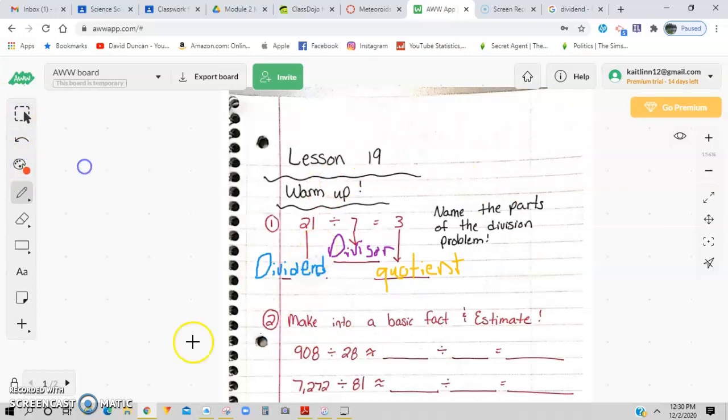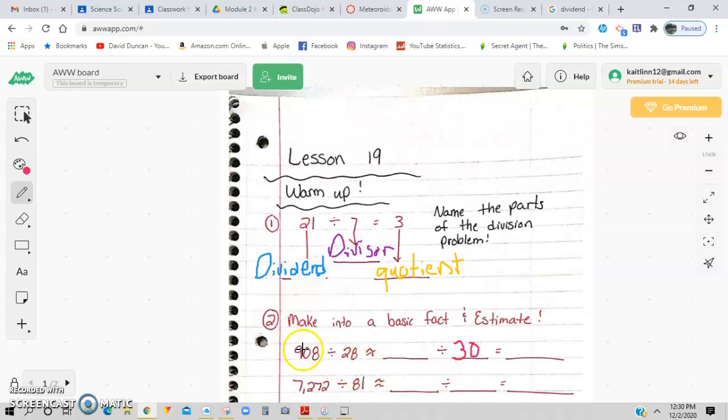All right, now jumping down, I don't want to use red. I'll use pink. Jumping down here to make into a basic fact and estimate. So I have 908 divided by 28. When I'm working on estimating with basic division facts, I'm going to start by rounding that divisor to an easy group of 10. Well, I know that 28 is close to 30. So I'm just going to round this to 30.